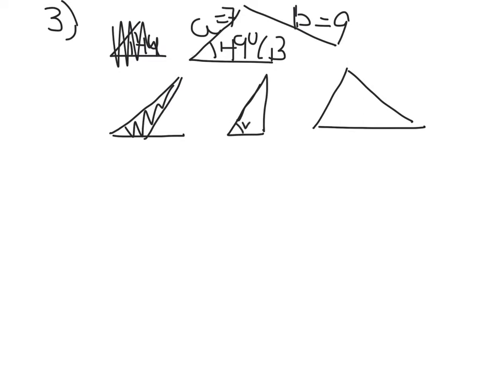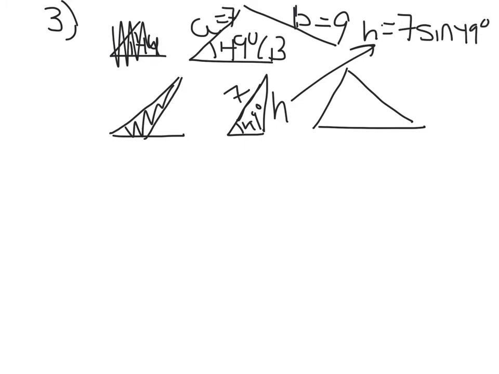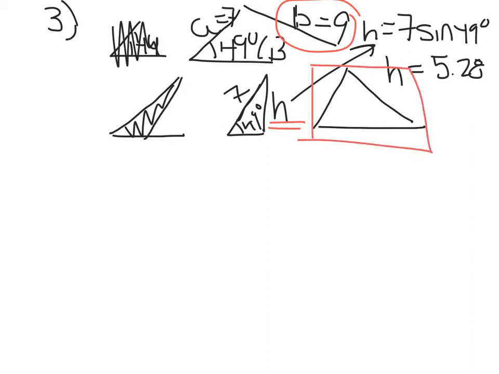For it to be a right triangle, you have to find your height. We know that this angle right here is 49 degrees, and we know that this is 7. To find my height, your height is going to equal 7 sine of 49 degrees. Make sure you include your degree symbol. When you type that, you're going to get that your height equals 5.28. Since my side right here, side b, is bigger than h, the only triangle I can make is when I swing it out. So that's the triangle I'm going to make.